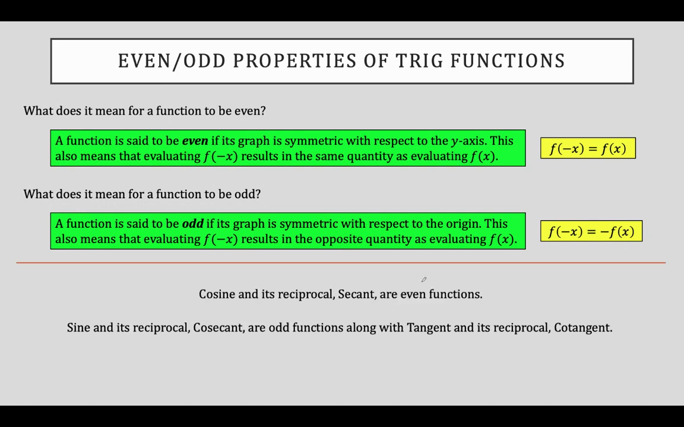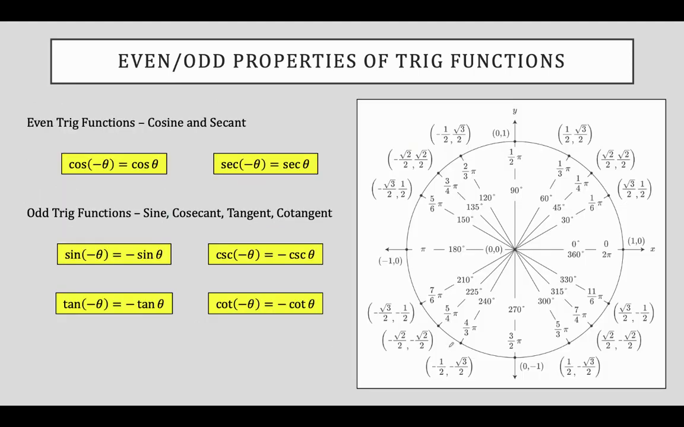Well, cosine and its reciprocal secant are both even functions, while sine and its reciprocal cosecant are odd functions, along with tangent and its reciprocal cotangent. So we have the cosine of negative theta is equal to the cosine of positive theta, and its reciprocal, secant of negative theta, is equal to the secant of positive theta. Cosine and secant are even trig functions.